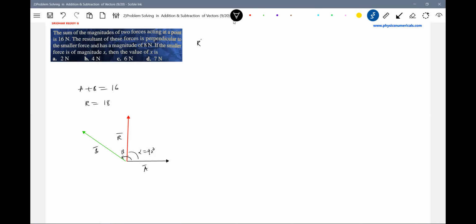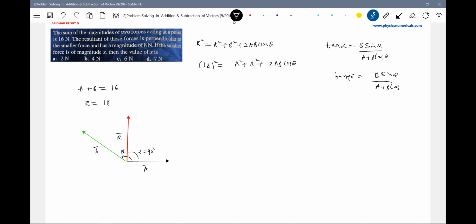The resultant: R square is equal to A square plus B square plus 2AB cos theta. The resultant R is 18, so 18 square. A square we don't know, B square we don't know, 2AB cos theta also we don't know. Keep it. Then come for tan alpha, which is B sin theta by A plus B cos theta. Tan 90. Do we know B? We don't know that also.